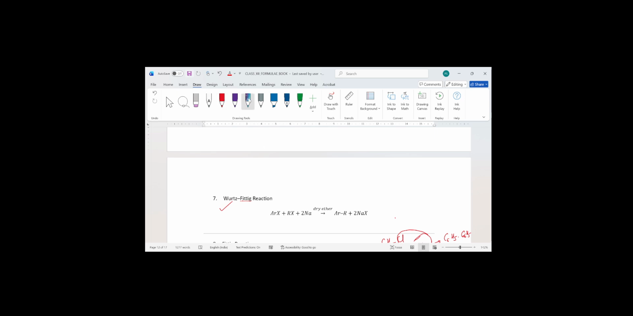So one of the halide is aromatic, so it is C6H5Cl, right, and the second one is CH3Cl. Remember, both have to be chloro when you drop sodium metal in presence of ether. So when it is Wurtz Fittig, one has to be aromatic, the other one has to be aliphatic. Again you will get sodium chloride, and the product will be C6H5CH3. So these were the named reactions from chapter Haloalkanes and Haloarenes.